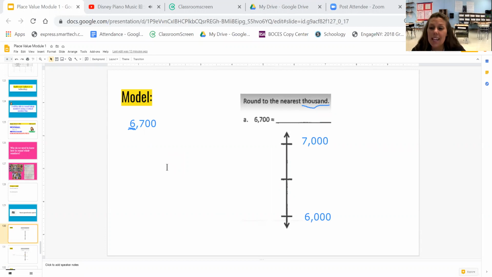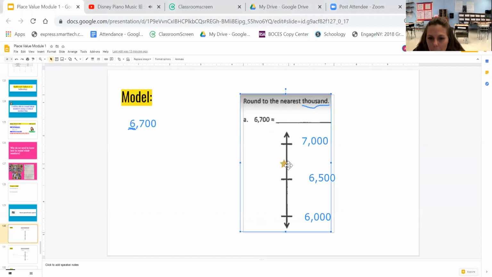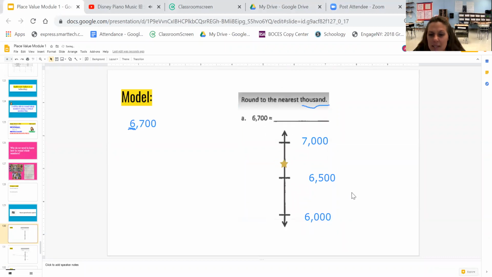Now my midpoint is halfway in between 6,000 and 7,000. I'm trying to think of a number that goes in between them. My midpoint would be 6,500. It's exactly halfway between those 2 numbers. Now I get to go ahead and mark where 6,700 would be. This isn't going to be perfect because I don't have every single little mark labeled, but if this is 6,500 and this is 7,000, I'm going to estimate that this would be 6,600, 6,700. So I'm going to put my star here, and I'm going to say it's about there.